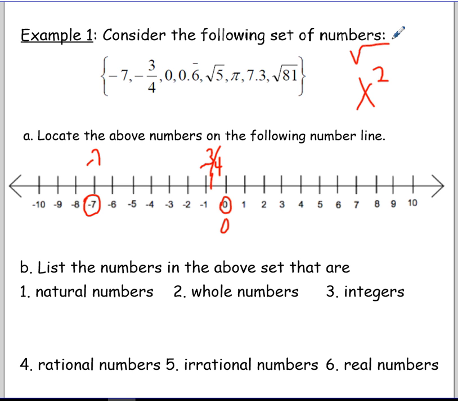So again, it's irrational because it's not going to repeat and it's not going to end, but it's close to 2.25. So just about a quarter more than 2. So we're going to put it right about here. And we already mentioned that pi is approximately 3.14, so it's just after the 3. I'm going to put it down here. And then 7.3, so a little bit after the 7.